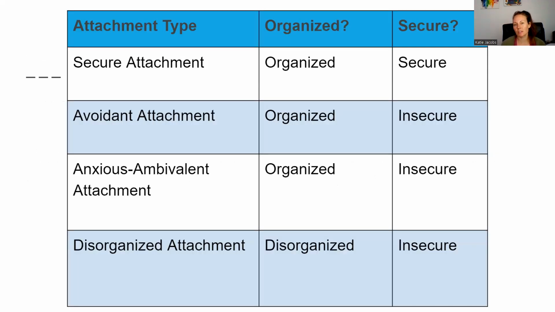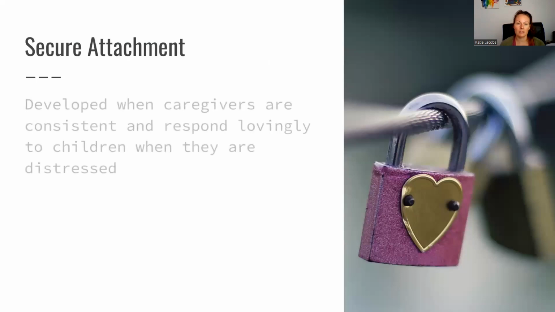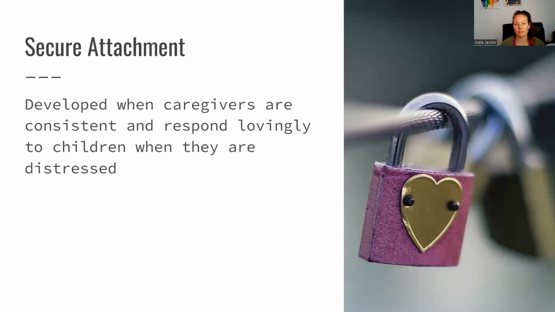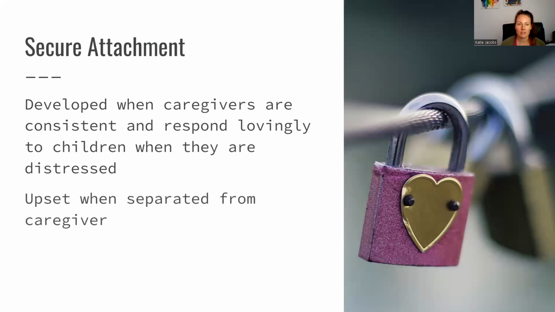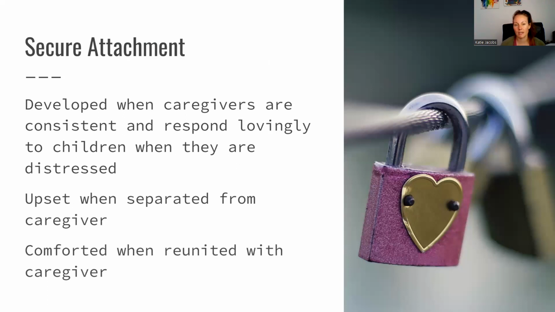So if we look at this, with secure attachment, the child knows what to expect from their caregiver, and they believe their needs are going to be met. Avoidant attachment, they are organized, but they're insecure. Anxious ambivalent attachment, they're organized but insecure. Disorganized attachment, they're disorganized and insecure. All right, so if we look at secure attachment, this is developed when caregivers are consistent and respond lovingly to children when they're distressed. These kids get upset when they're separated from the caregiver and comforted when they're reunited.